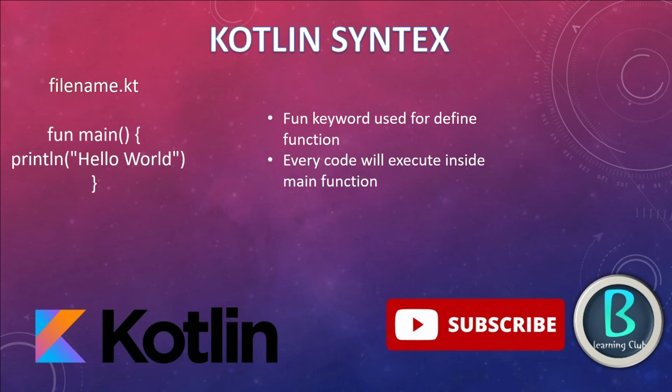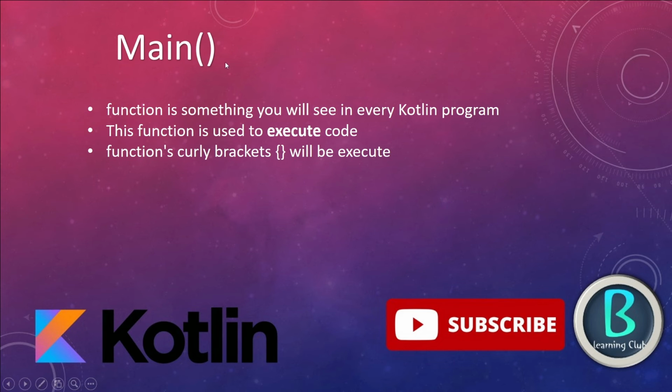So friends, now you learn about Kotlin syntax, about function. Here you can see this is a function and this is the main function. You type println or print statement for hello world, and fun is the keyword used to define the function. Every code will execute inside the main function, I already have said. So friends, these are the details about the main function. The main function is something you will see in every Kotlin program. As I said before, this function is used to execute the code, and the function's curly brackets will be executed.